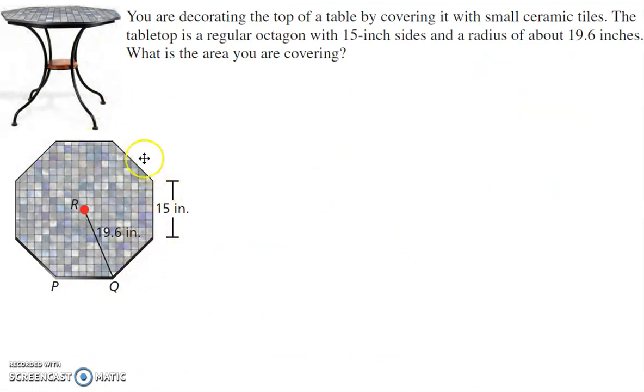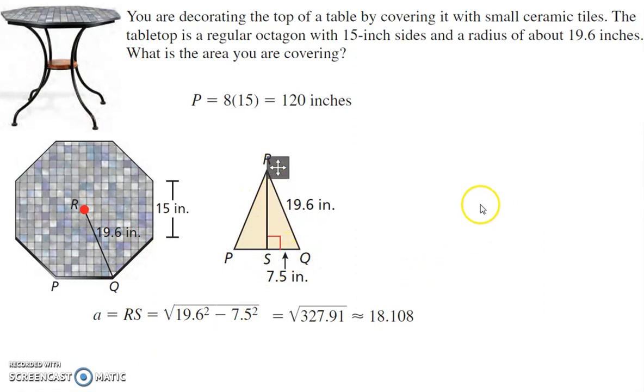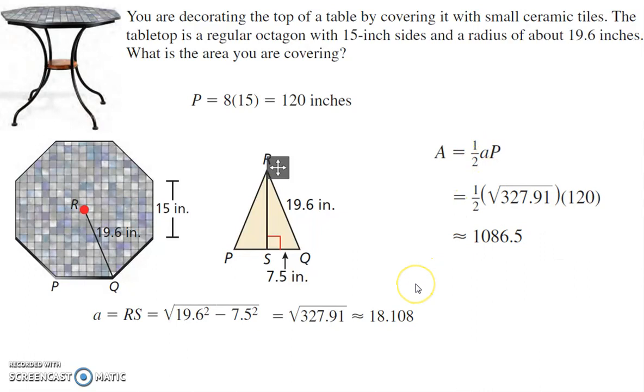Finally, I'll just walk you through this problem really quickly. If you want to find the area, first you need the perimeter. That's 8 times the 15. Then we want to find the apothem. So half of the 15 is 7.5. Use the Pythagorean theorem, which finds me the apothem. Once I know the apothem, using the 7.5 and the 19.6, then I can find a half apothem times perimeter, and that gives me the area.